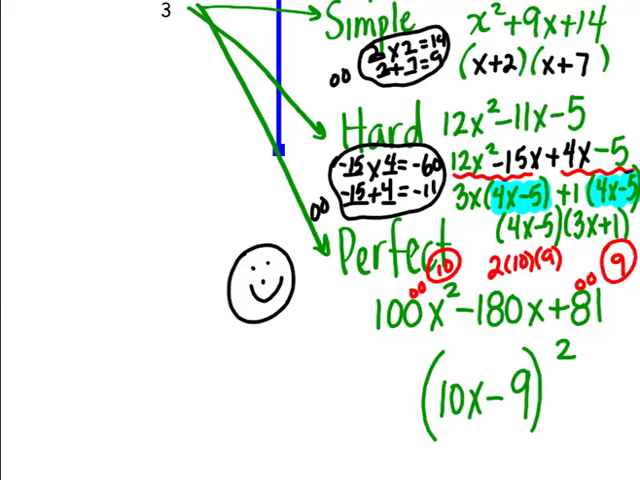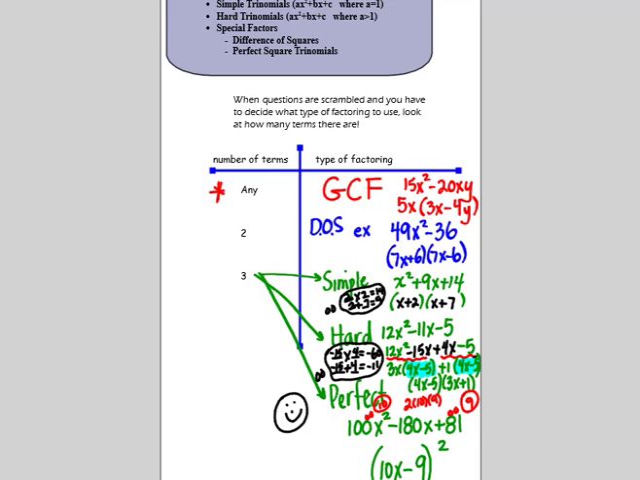So that's just a little summary of all the different types of factoring, and when it's all mixed together on the page, we'll always look for greatest common factor first. If it's 2 terms, look for difference of squares. If it's 3 terms, try to decide if it's a simple trinomial, a hard trinomial, or it might even be a perfect trinomial square. Good luck.